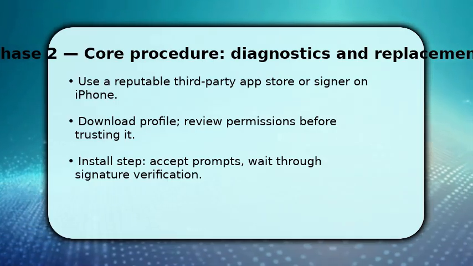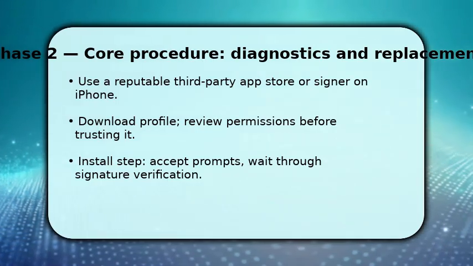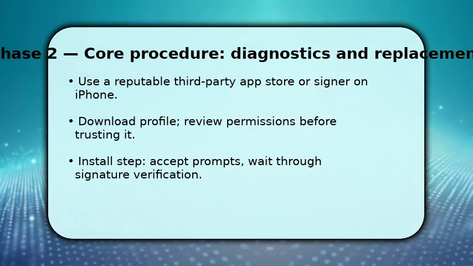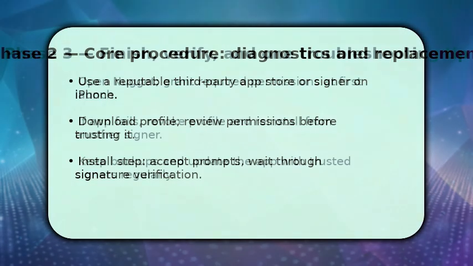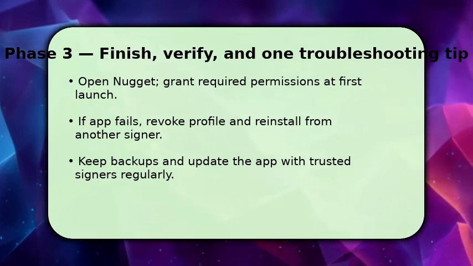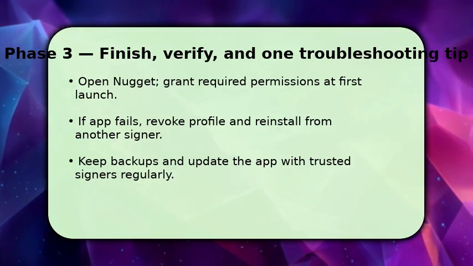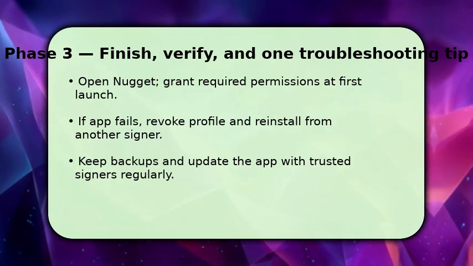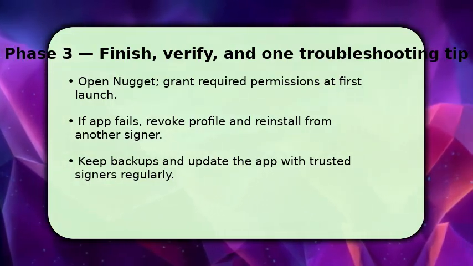If installation stalls, retry the download from a different signer. Avoid random sources. You finish by launching Nugget and granting the minimal permissions it requests, camera, notifications, whatever the app needs, to operate correctly. If the app crashes or shows an untrusted developer error, go to Settings, remove the problematic profile, and reinstall from a different reputable signer. That usually resolves signature or revocation problems.